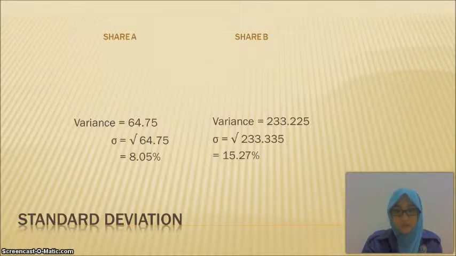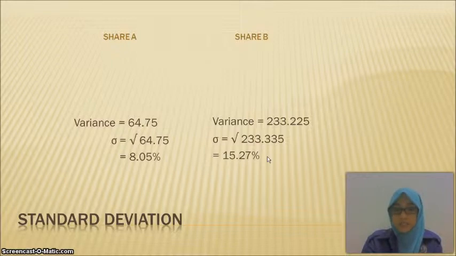Okay, after we get both shares, which is share A and share B, we get the answer of the variance, then we can calculate the standard deviation. As we can see here, for share A, we have variance 64.75. How can we calculate the standard deviation? So this is the formula, the answer of the variance, we need to square root. Then 64.75 square root, the answer we will get 8.05%. Okay, it's the same for share B, which the variance answer is 233.225.